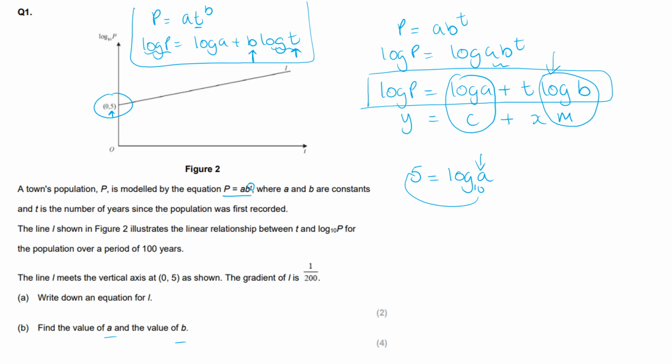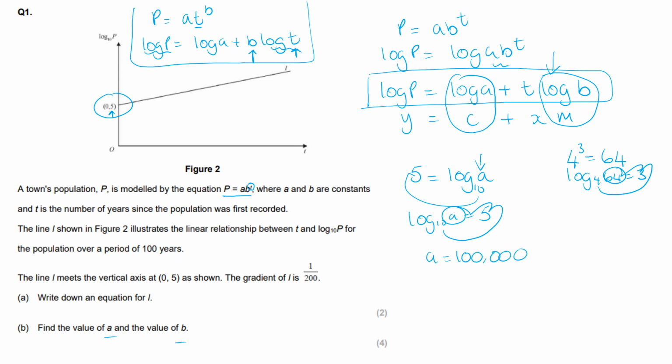If you remember the way logs work, 4 cubed is equal to 64. Another way to write that, log to base 4 of 64 is equal to 3. So 4 cubed is equal to that. I've got log to base 10 of a is equal to 5. 10 to the 5 is equal to a. So a is equal to 100,000.